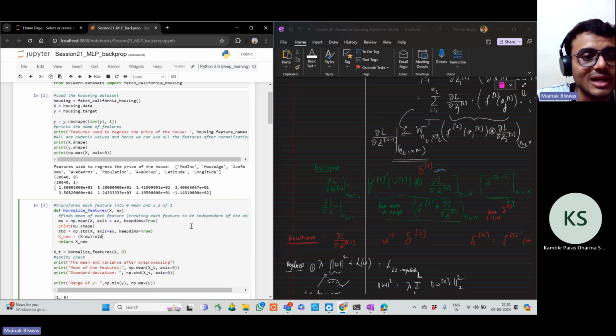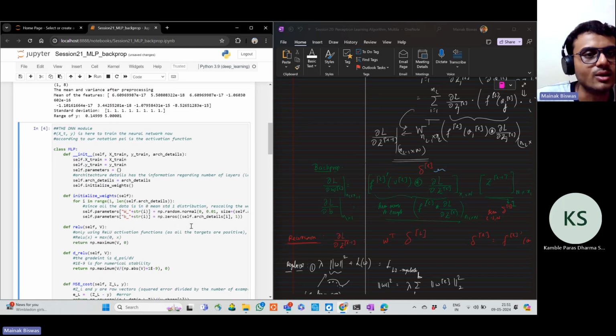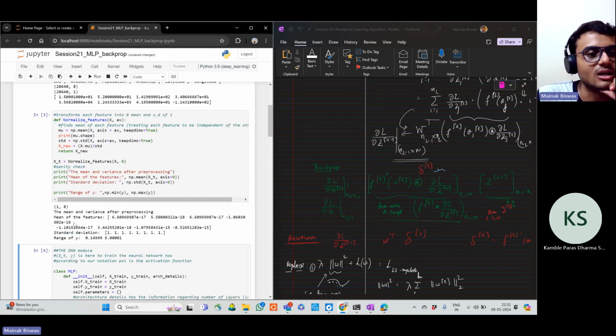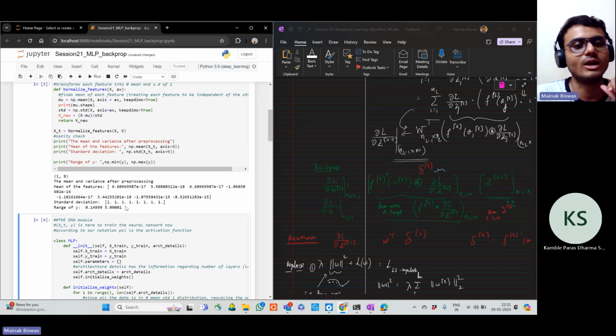As I told you, we need to normalize the features. So what I'm doing, I'm taking the mean of the features along the feature axis, subtracting the mean and dividing by the standard deviation. So that's the normalization I'm doing. And you see, once I do that, I get the mean of the features to be 0 and standard deviations to be 1. You see the range of y is between some 1.14 million to 5 point some million rupees.